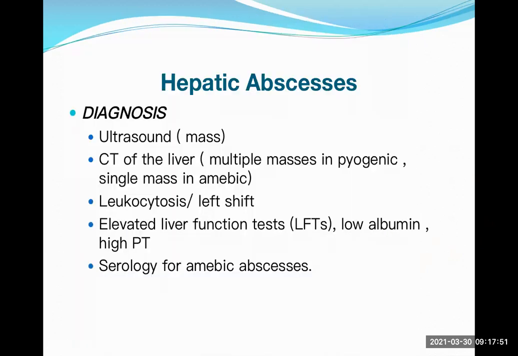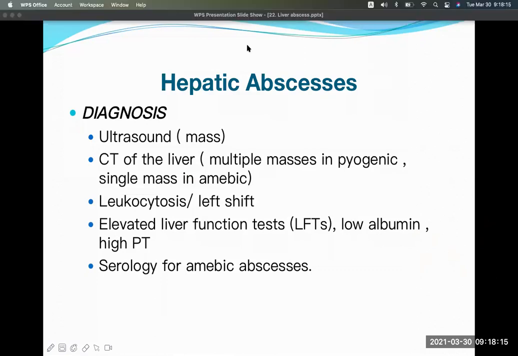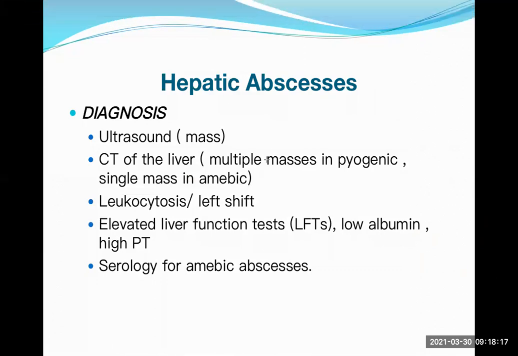Now let's combine all of the information and make a diagnosis of liver abscess. See this? After clinical examination, taking a good history and doing physical examination, we do ultrasound. Ultrasound will show a mass there. CT scan of the liver can show multiple masses in pyogenic and a single mass in amebic liver abscess. Usually pyogenic liver abscesses are multiple inside the liver, whereas amebic liver abscess is usually single.